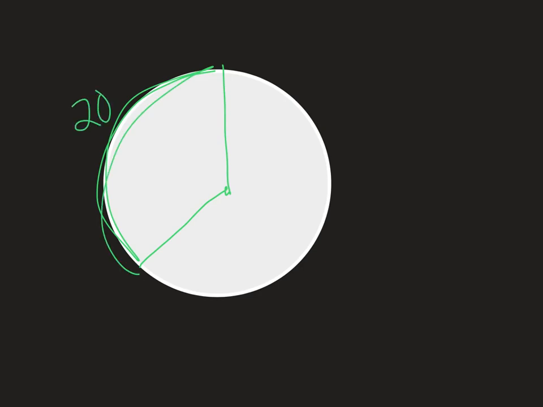So that's one example. Let's look at a few more. So another situation we could be given is, what if we have the same idea, where we have this situation, but we know this arc length. Let's suppose this arc length is 20. And let's suppose that this part is 30.24. And I want to know what this is.